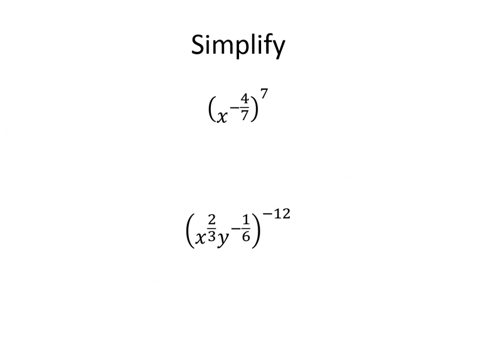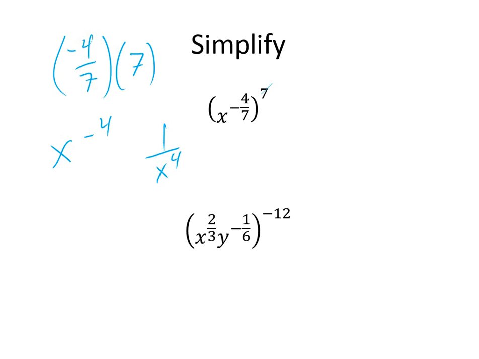Okay. All right. Simplifying these. So if we look here, we're taking negative 4/7 to another power. So we go negative 4 over 7 and multiply it by 7. And that gets us negative 4. So we're taking x to the negative 4, which would be 1 over x to the 4.